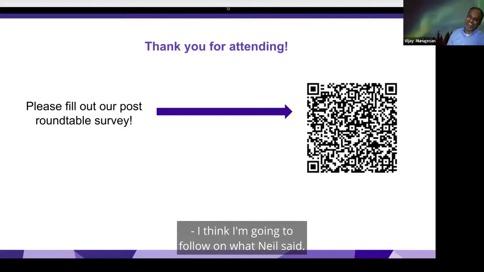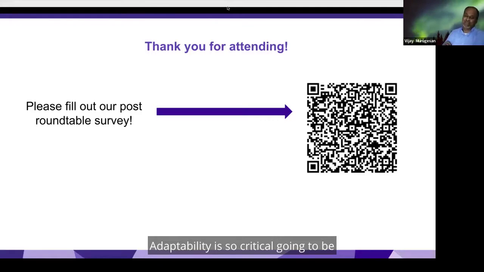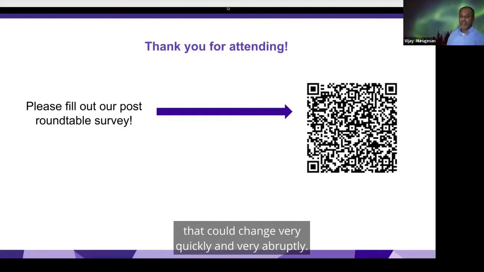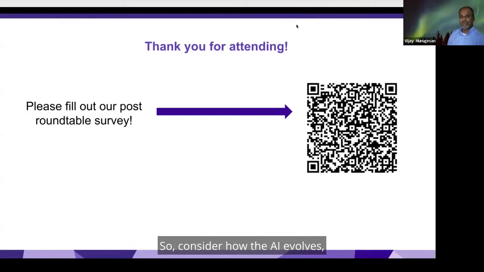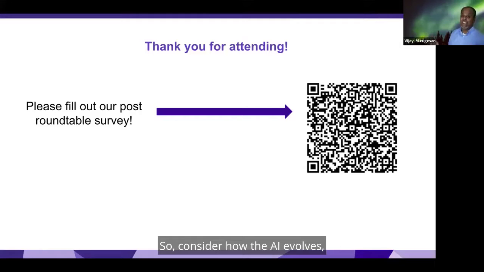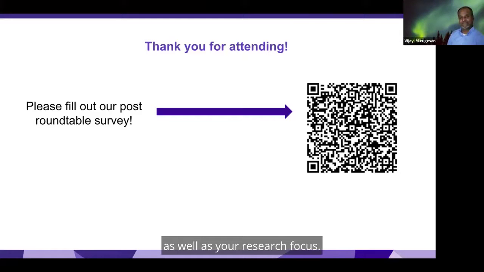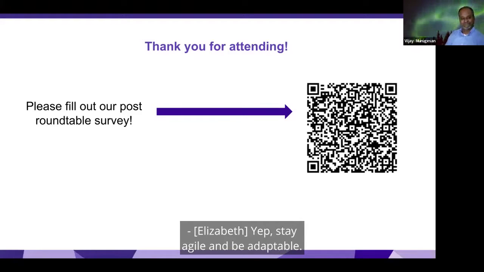I'm going to follow on what Neil said. Adaptability is going to be so critical for new researchers coming into the field, because in earlier generations, people just focused on one particular field, spent 30, 40 years and retired. There's still a lot more to do, but with generative AI coming in, that's going to change a lot. If you keep your research focus in a very small region, that could change very quickly and very abruptly. So consider how AI evolves, and be very adaptive in your thinking as well as your research focus. Yep, stay agile and be adaptable.